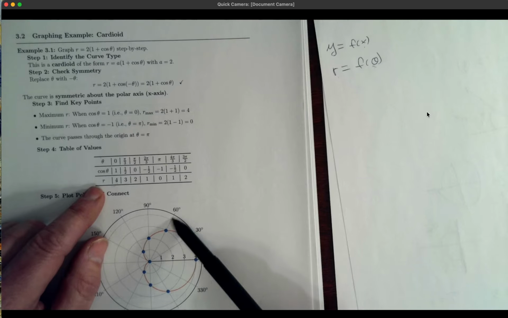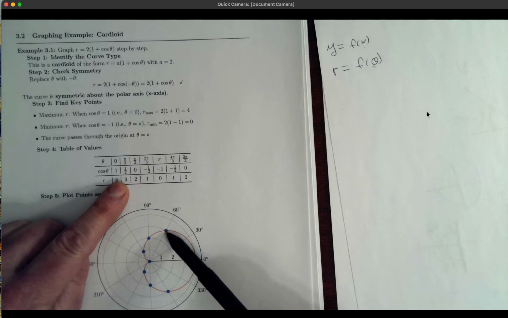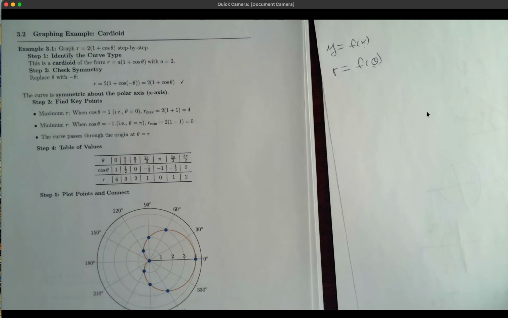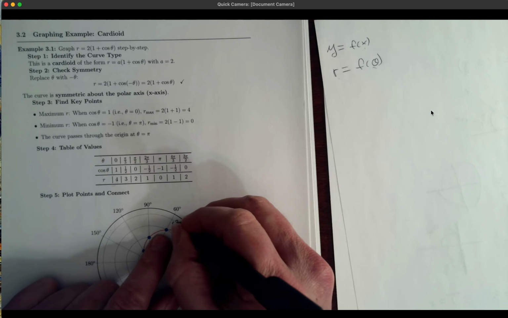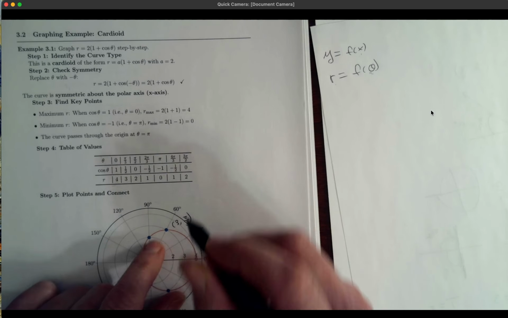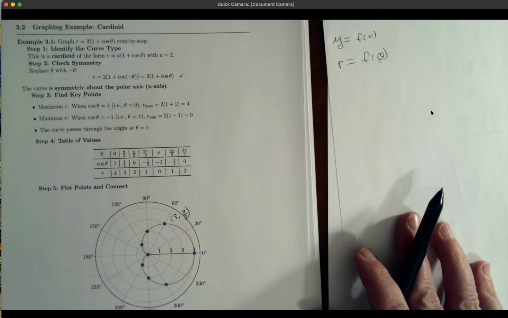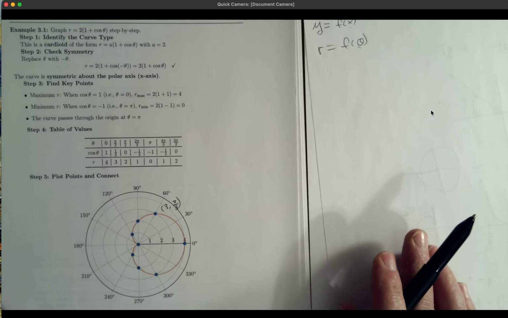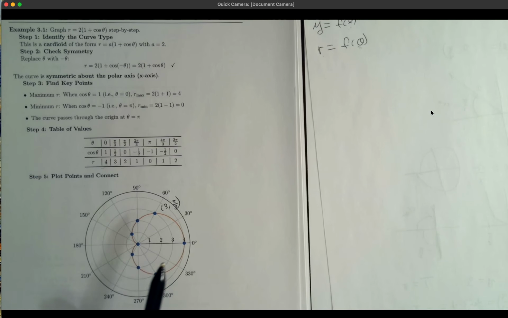Pi over 3, that would be 60 degrees. So we're right here on this line. And if you plug in theta, the value for r is 3. So let's see, 1, 2, 3. So this is the point, r equals 3, theta equals pi over 3. This is a nice way to graph because we have the nice sectors here. Instead of squares and rectangles, we have sectors. So this is the more natural way to graph a polar coordinate function.